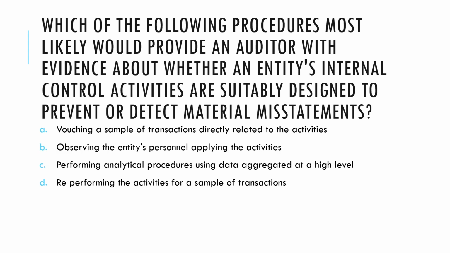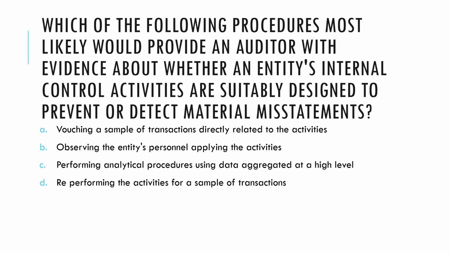Next question. Which of the following procedures most likely would provide an auditor with evidence about whether an entity's internal control activities are suitably designed to prevent or detect material misstatements? So for this, we are talking about suitably designed, meaning to say we are still in the phase where we are looking at the design and implementation of the controls, not yet the operating effectiveness. And looking at the design and implementation of the controls would mean that we are still in the risk assessment phase, not yet the test of controls.